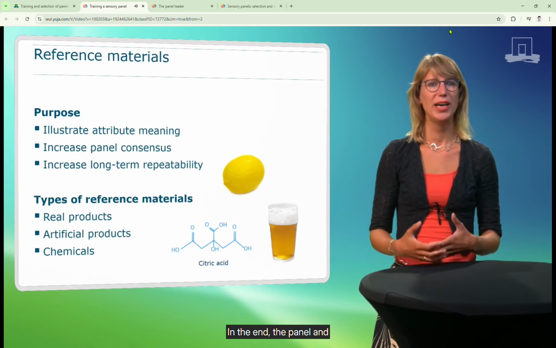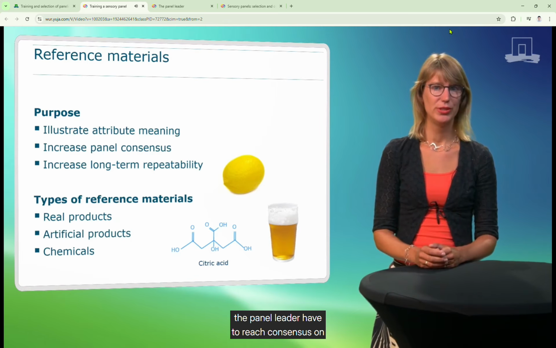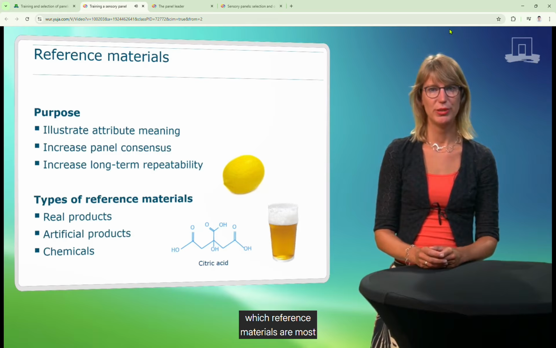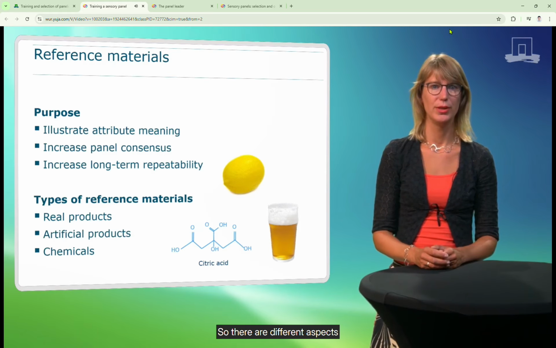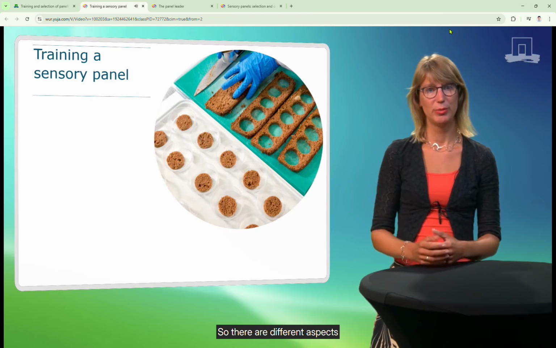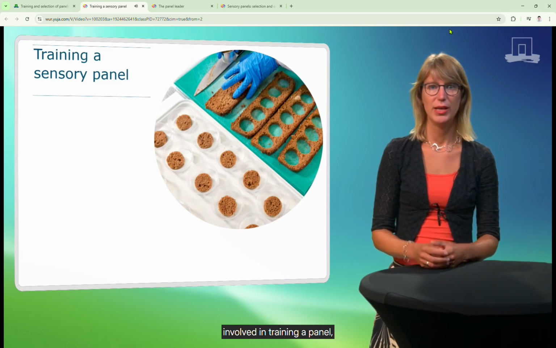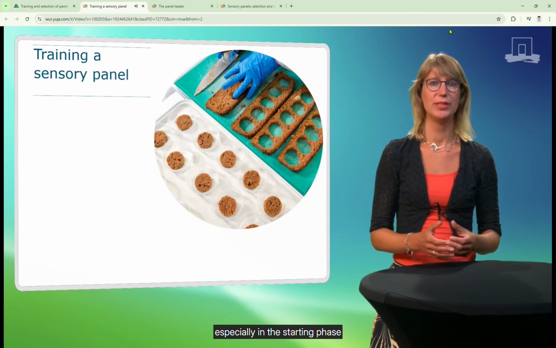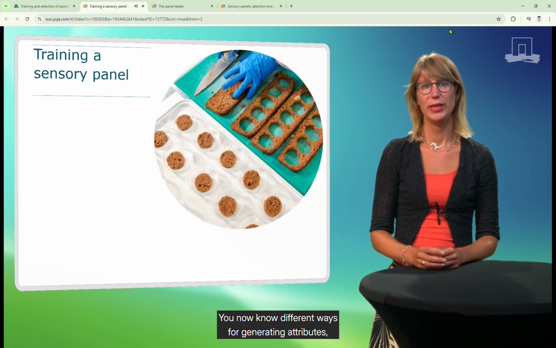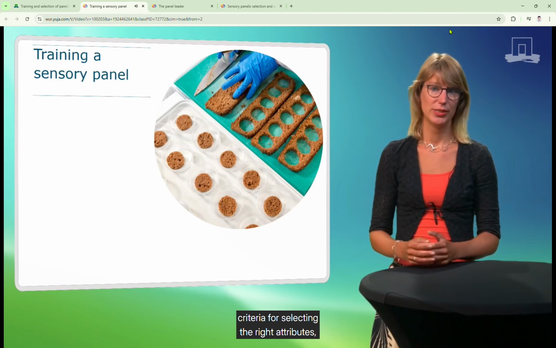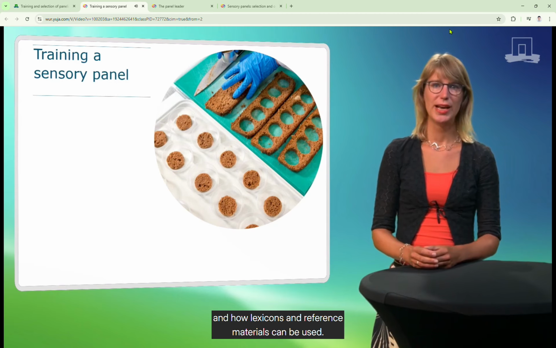In the end, the panel and the panel leader have to reach consensus on which reference materials are most relevant and suitable to use in training. So, there are different aspects involved in training a panel, especially in the starting phase of descriptive profiling. You now know different ways for generating attributes, criteria for selecting the right attributes, and how lexicons and reference materials can be used.